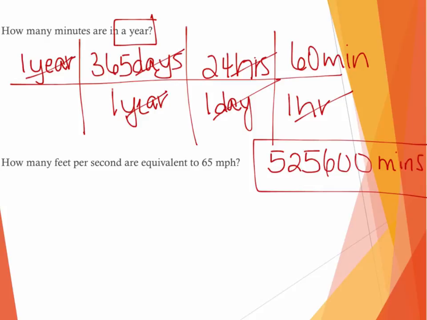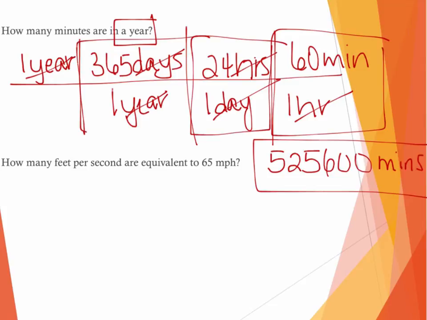So here we had to use several conversion factors. We had to use 365 days in a year, 24 hours in a day, and 60 minutes in an hour. So these are 3 separate conversion factors to get from years to minutes.